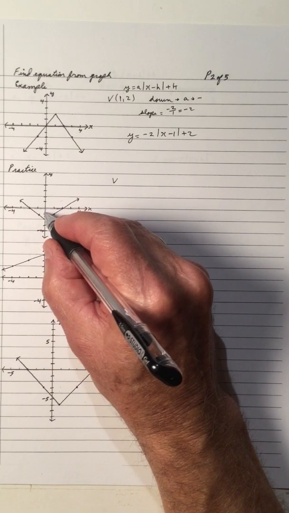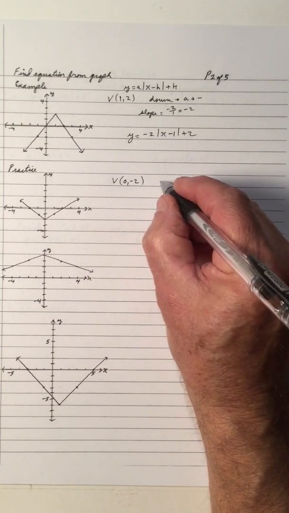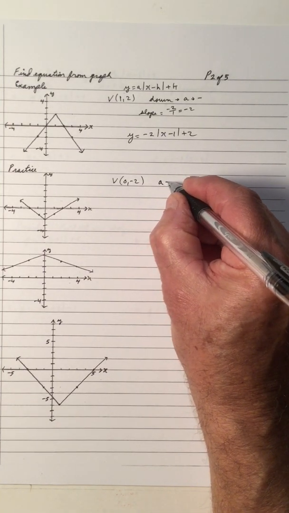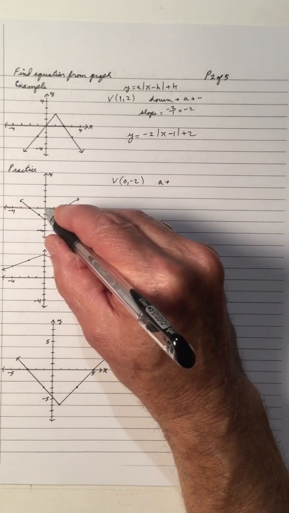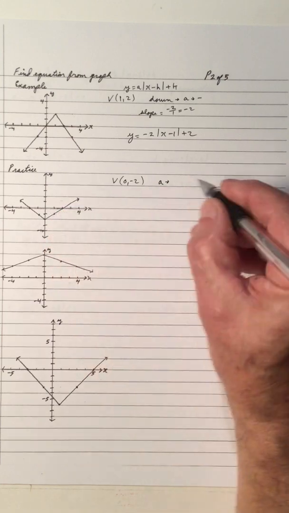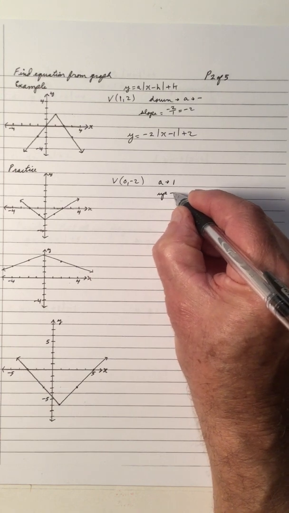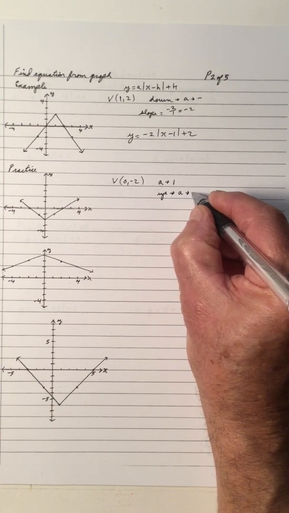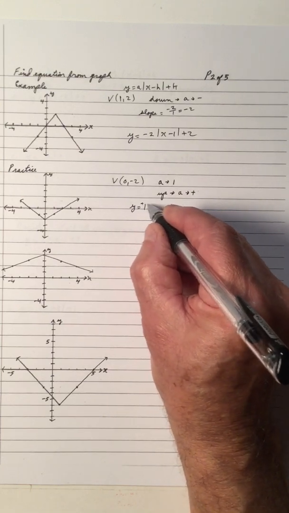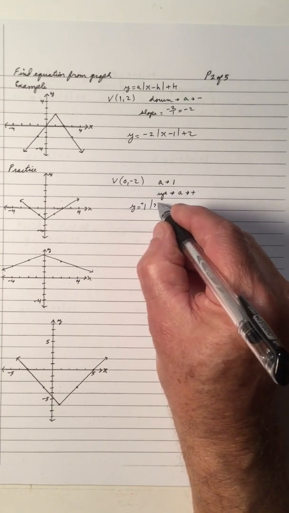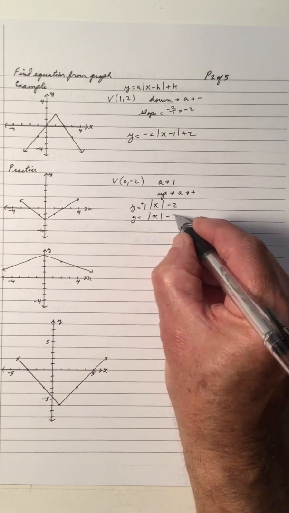Vertex is 0, negative 2. And A is the slope, so A is your 1, 1. So A is 1, and notice it's going up, so A is positive. And so we have y, A is 1, and it's positive. X minus 0 is just the same as x, minus 2. So the equation is y equals absolute value of x minus 2.